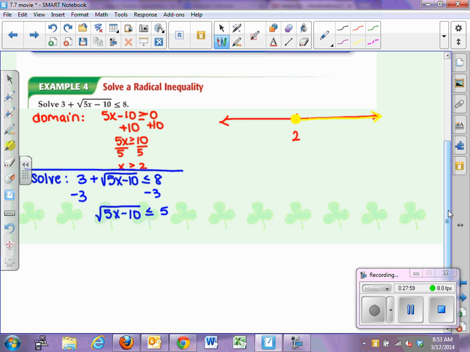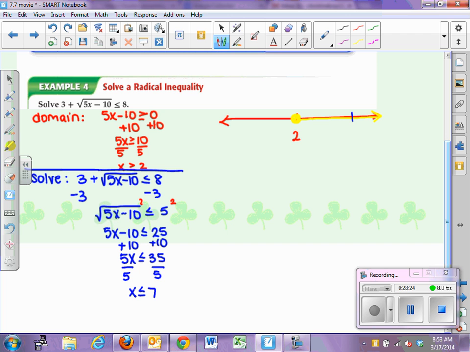And then what did we do before to solve? We squared both sides. So we were left with 5x minus 10 and now 25. So we add 10 to both sides. So 5x is less than or equal to 35. And to actually solve, we divide both sides by 5. So x is less than or equal to 7.